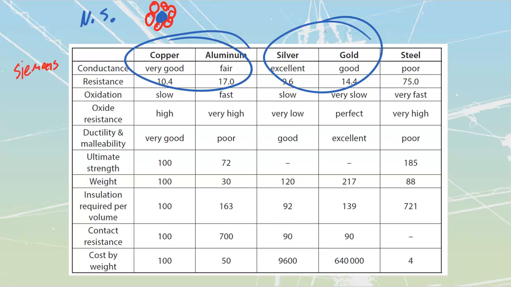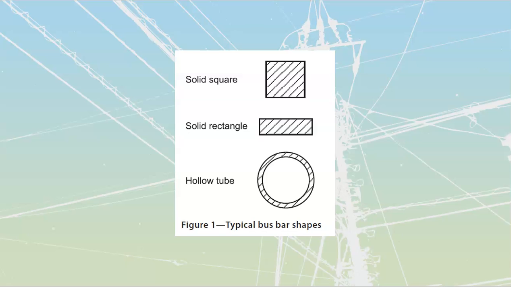All right, conductor forms. Let's talk about the different forms of conductors. We have solid conductors versus bus bars and stranded, and then we have a multitude of different types of strandings.